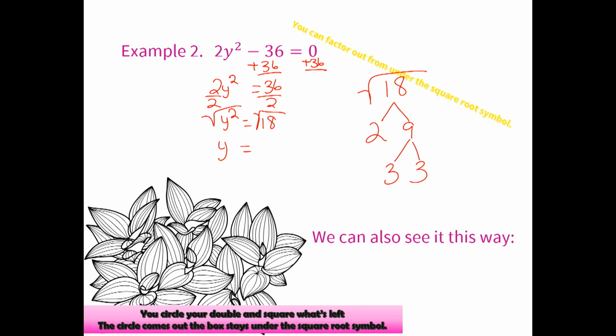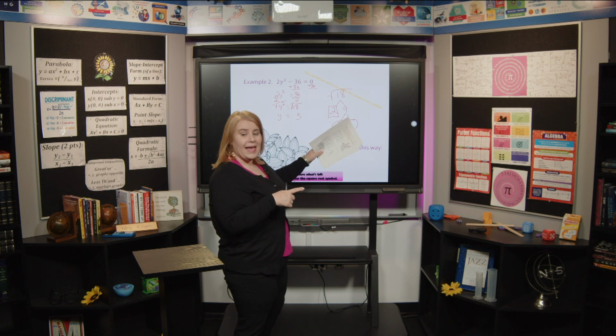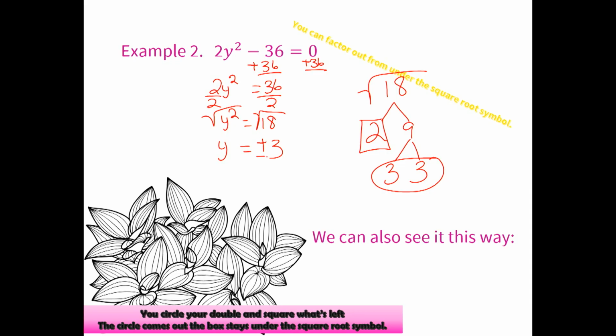Now, when I am taking the square root, I am undoing what was squared. So when I see a double, I'm going to circle it and bring it outside of that radical. Anything that I cannot circle, I put a box around, and that is an indicator that stays under the radical sign. So when I get my answer, it is plus or minus 3 square roots of 2. It says you circle your doubles and square what's left. The circles come out and the boxes stay under the radical sign or the root symbol.